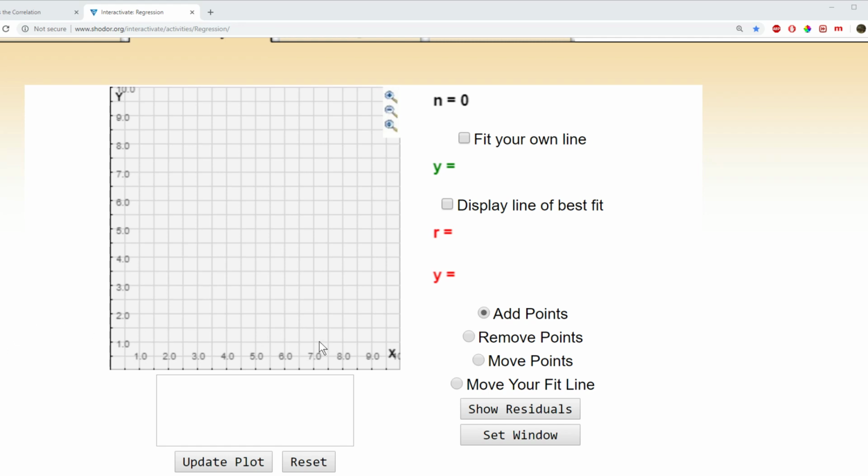So I'm just going to get you started on this activity, and then I hope you can go through the instructions just to have a play with how regression works. So this is another app which I think is really helpful. I'm very grateful to the person who programmed this up.